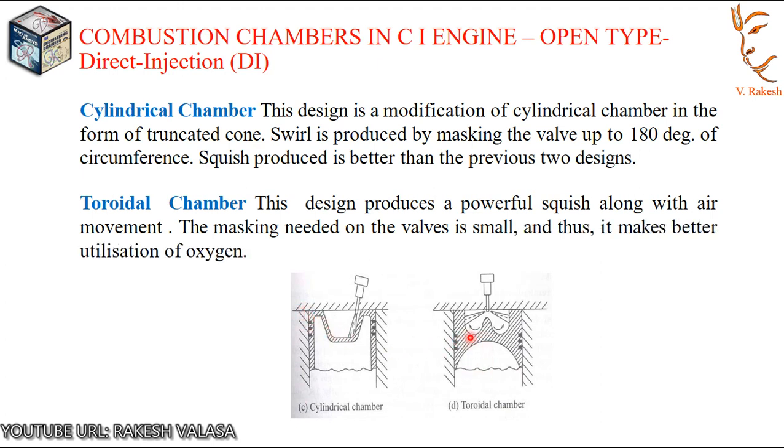Last one is toroidal chamber. This design produces a powerful squish along with air movement. The masking needed on the walls is small and thus it makes better utilization of oxygen. The cone angle of spray for this type of chamber is 150 degrees to 160 degrees. The idea behind this shape is to provide a powerful squish along with the air movement, similar to that of the familiar smoke ring within the toroidal chamber.